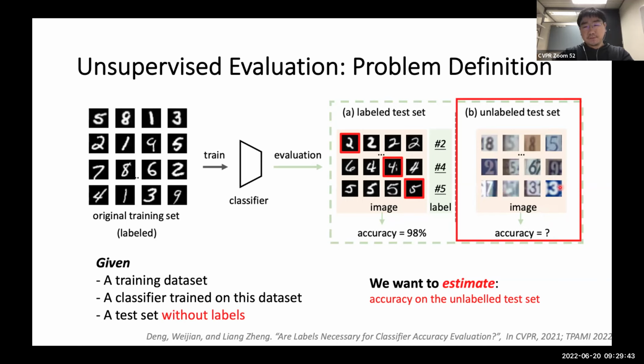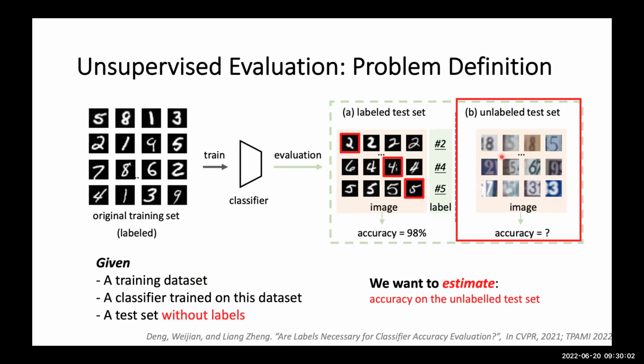Okay, so in summary, we are given a training data set and a classifier trained on this data set. We are also given a test set without labels. So we want to estimate the classifier accuracy on this unlabeled test set.